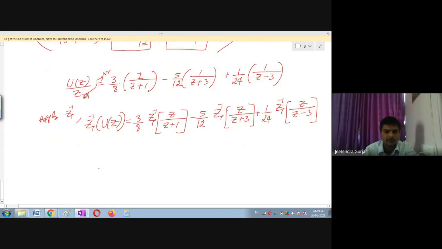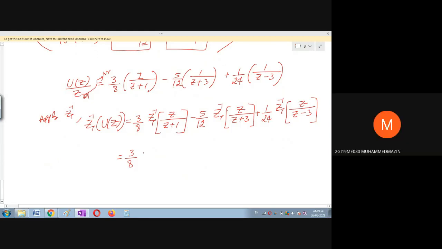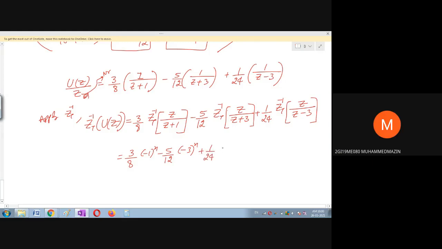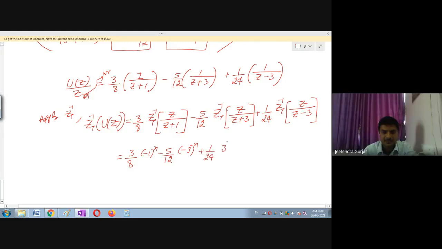Please tell me what are the values here. What is the answer you get? Z divided by z plus 1. Please tell me what is the inverse z transform of this. Minus 1 raised to n. Next, minus 3 raised to n. Next, 3 raised to n. Yes, beta, you are right. All the answers are correct. Please check, everyone. This is the final answer.